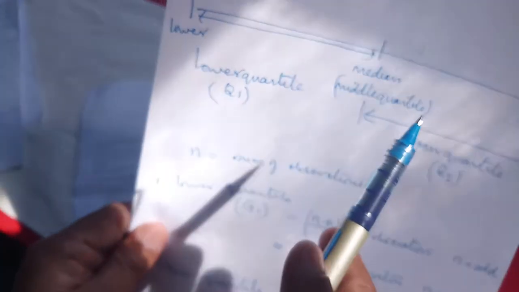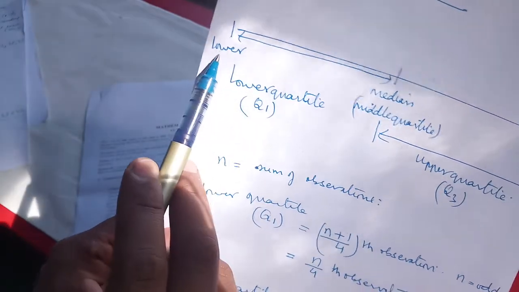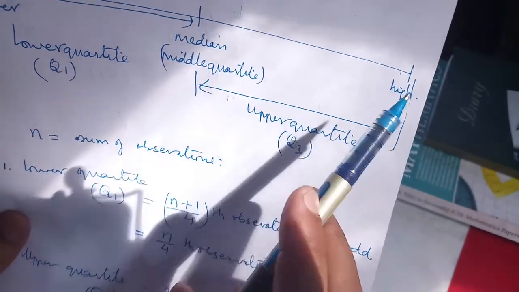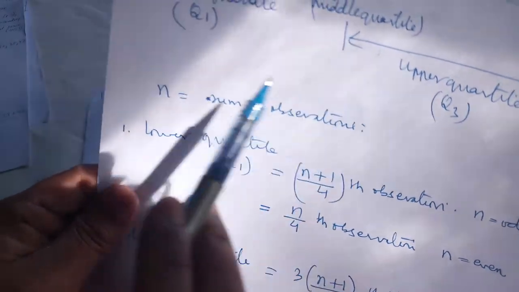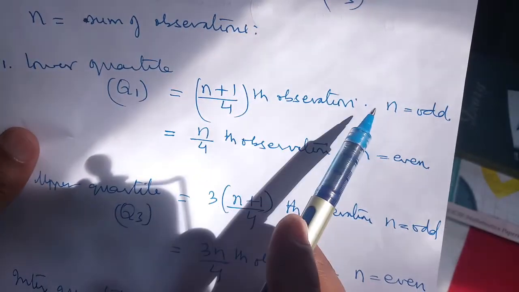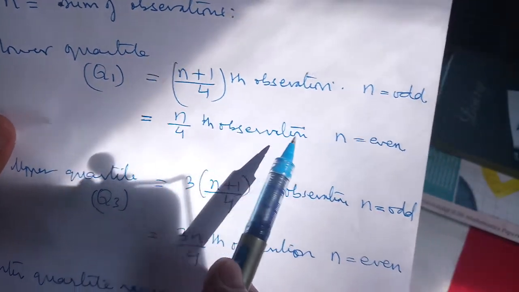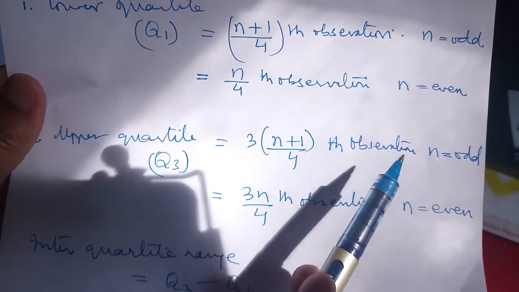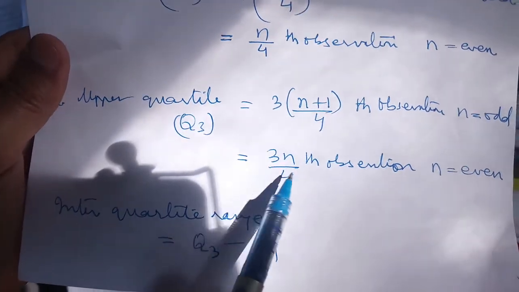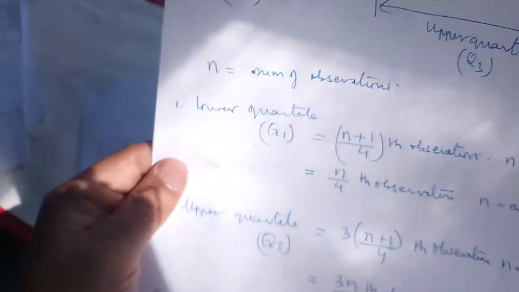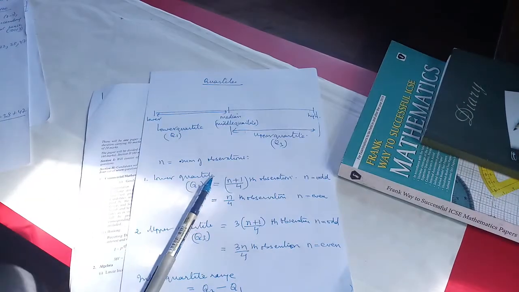See, lower quartile means it is lying between the median and the lower end. Upper quartile means it is lying above the median and the higher end. N is the number of observations. Lower quartile is given as (n plus 1) by 4th observation if n is odd, and n by 4th observation if n is even. Upper quartile is given as 3(n plus 1) by 4th observation if n is odd, and 3n by 4 if n is even. Interquartile range is Q3 minus Q1. I hope you can see that. A little bit of sunlight is there.